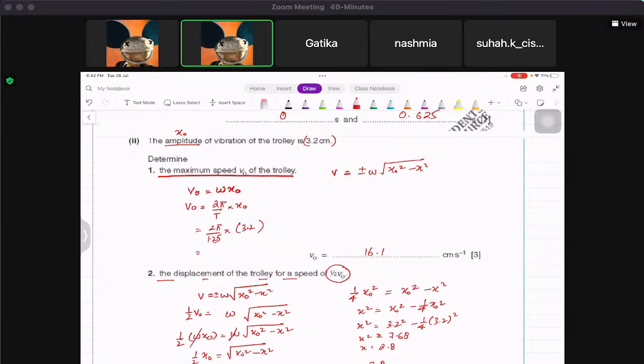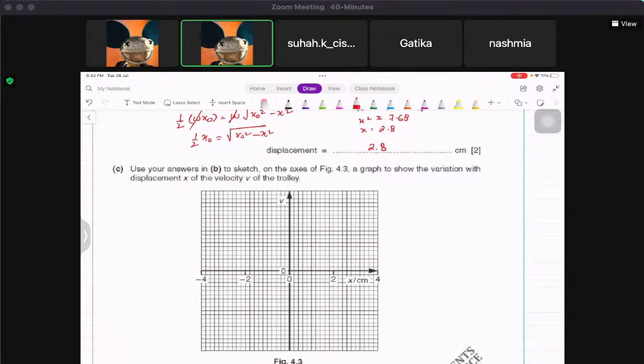No, sir. Okay, now going to this: use your answers in part B to sketch on axes a graph to show the variation of displacement x with velocity v. Now, who's going to tell me what would be the shape of the graph? This will be a loop. Okay, it will be like this.